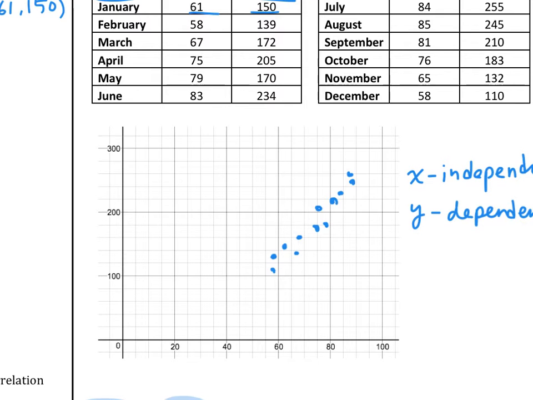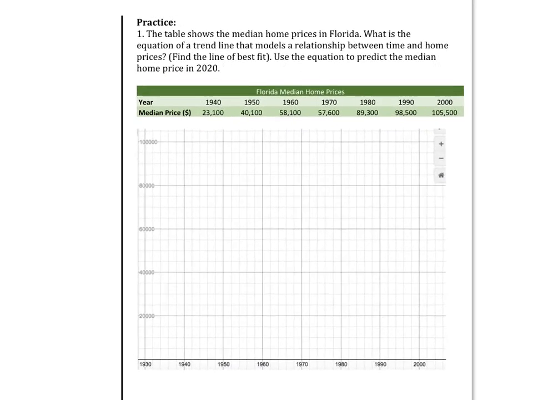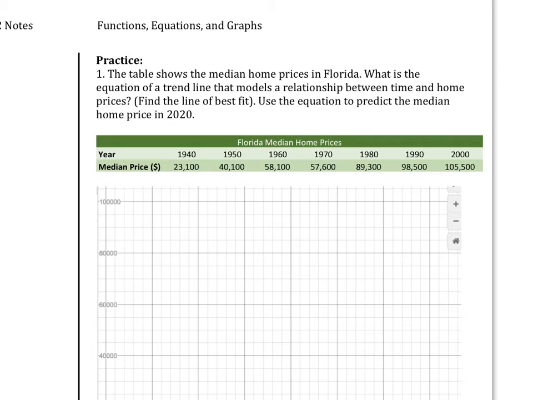So let's go ahead and do another problem just like that, and this time we're actually going to calculate the line of best fit. So this one, same idea. This one is a word problem on predicting the median home price. Median home price is just kind of saying how much homes cost in Florida. So this says, what is the equation of a trend line that models the relationship between time and home prices? That means find the line of best fit. And then we're going to use the equation to predict the median home price in 2020.